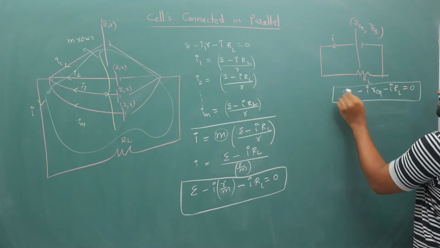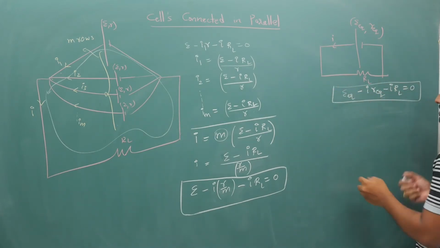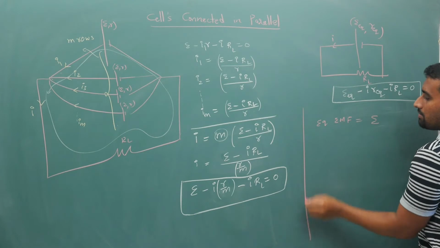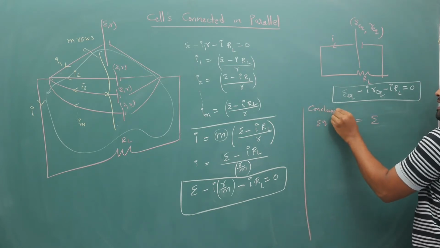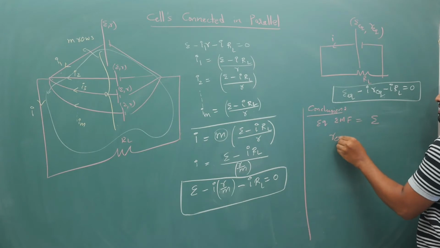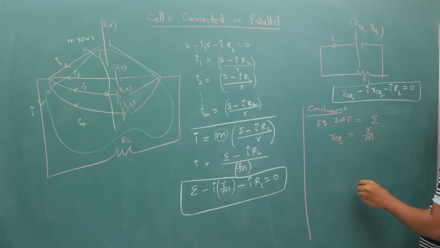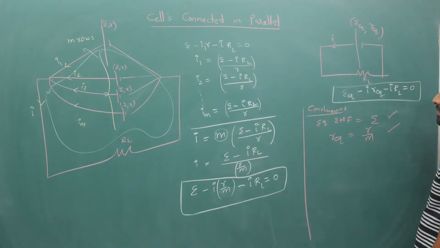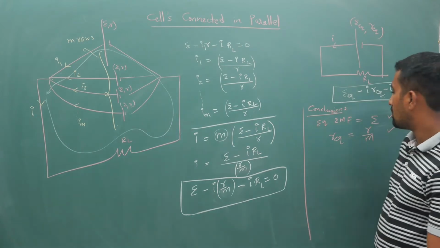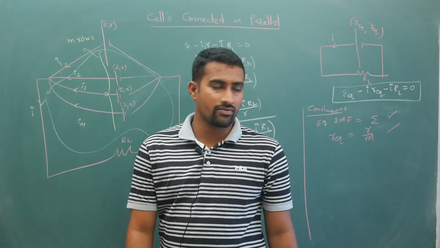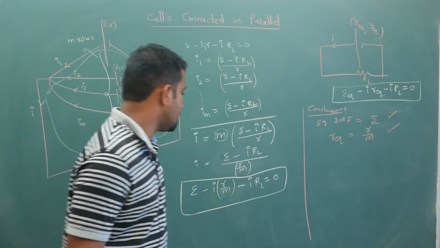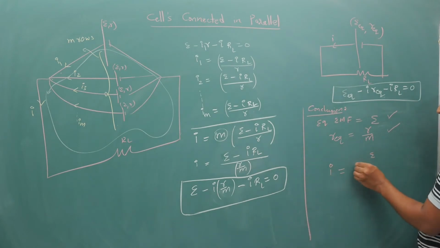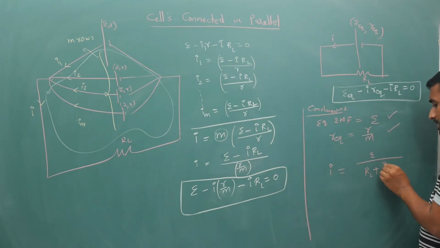Now compare these two equations. From this, what is your equivalent EMF? Equivalent EMF is still the same, E. And your equivalent internal resistance R equivalent is R by M. So you have got your equivalent resistance and your equivalent EMF. Like this you are going to have your equivalent EMF, and the current you can write from this. Your current I is E by R load plus R by M.